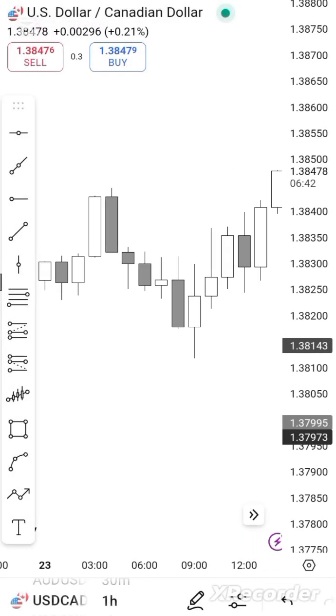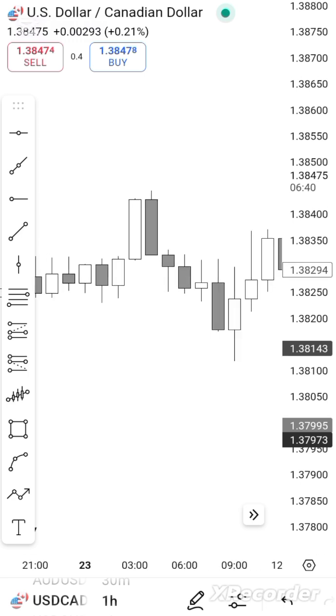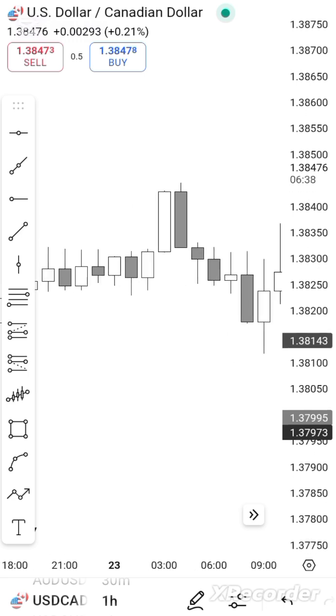So I saw something nice on USD CAD yesterday. A very nice trade. It's about the 9 a.m. CRT mode. So if you haven't watched the previous video, you can watch it if you want to have a better understanding about this particular strategy.